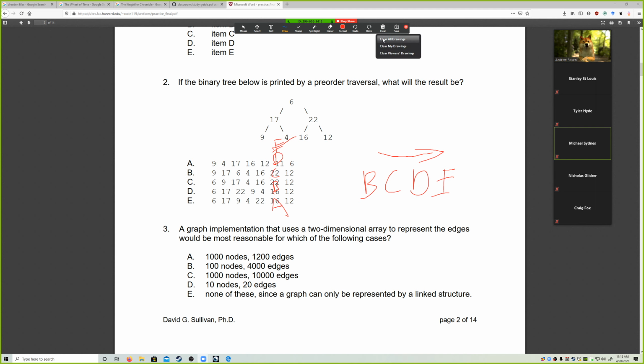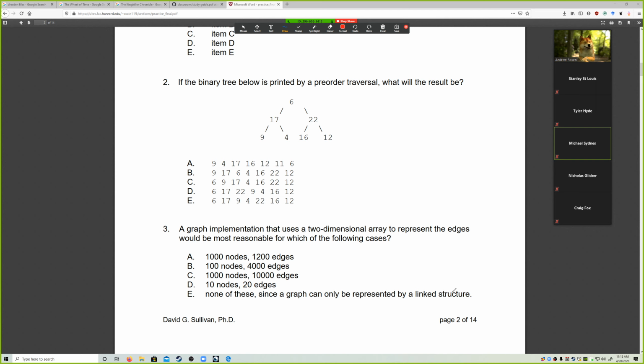Clear. All right, next question. I love this question. A graph implementation that uses a 2-dimensional array to represent the edges would be most reasonable for which of the following cases? And let's just say A, B, C, D, E, and then it says none, since a graph can only be represented by a linked structure.